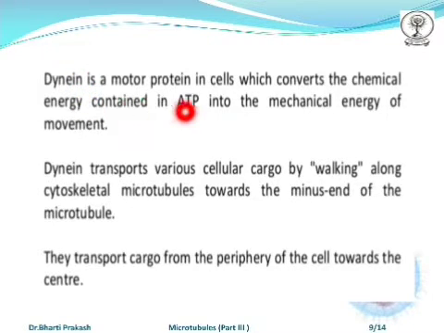Dynein is a motor protein in cells that converts the chemical energy contained in the ATP into the mechanical energy of movement. Dynein transports various cellular cargo by walking along the cytoskeleton microtubules towards the minus end of the microtubule. We have already seen this. They transport cargo from the periphery of the cell to the center of the cell.